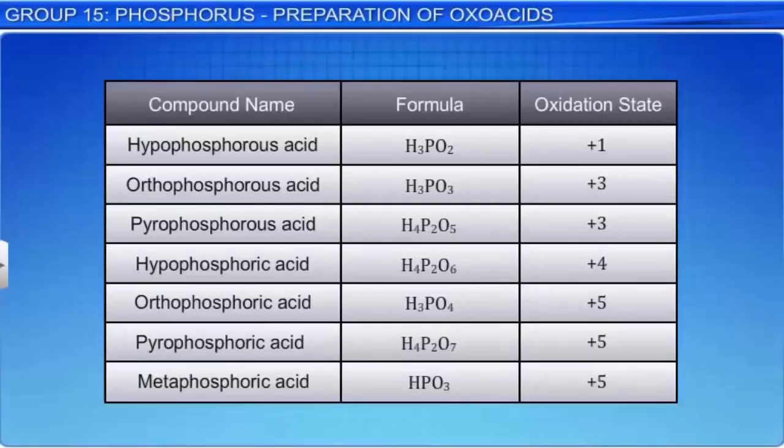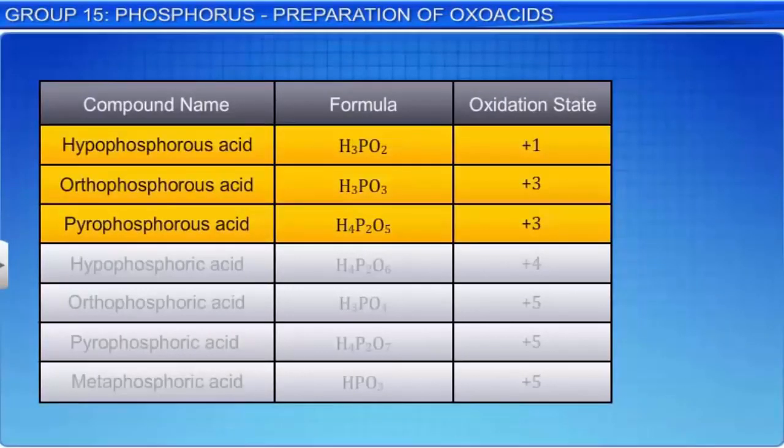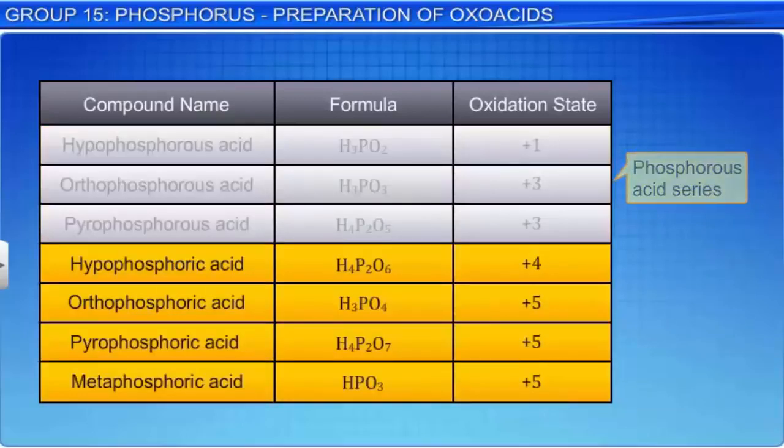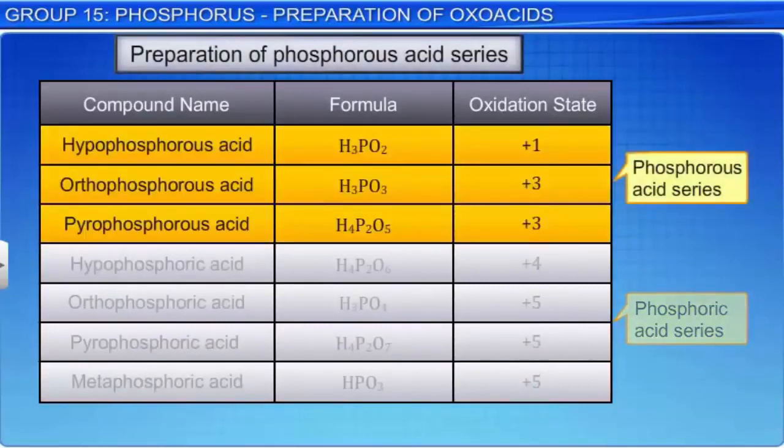The oxo acids in which phosphorus exhibits lower oxidation states of +1 or +3 constitute the phosphorus acid series, while the ones in which phosphorus exhibits higher oxidation states of +4 or +5 constitute the phosphoric acid series. Let us first look at some methods to prepare oxo acids belonging to the phosphorus acid series.